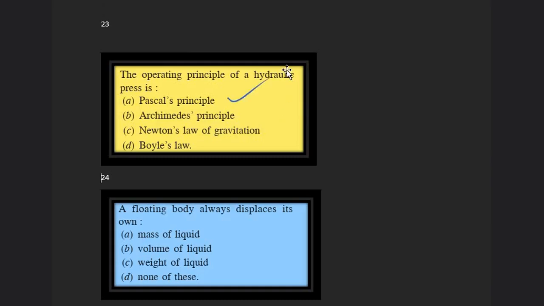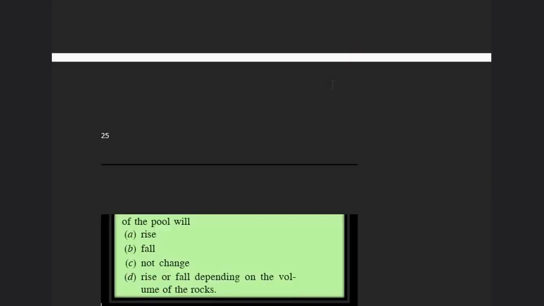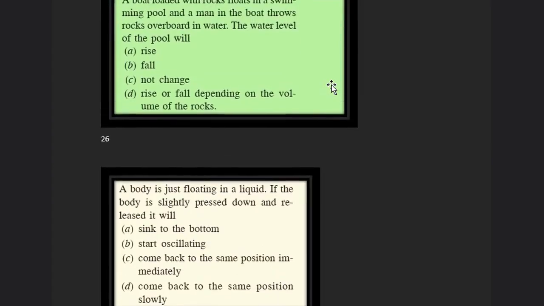Question number 24. A floating body always displaces its own, remember it: mass, volume, weight, none of these. Simple answer, weight of the liquid, because it's floating, upthrust U equals mg, so its upthrust has to equal its weight, so the weight of the liquid. Moving into question number 25.